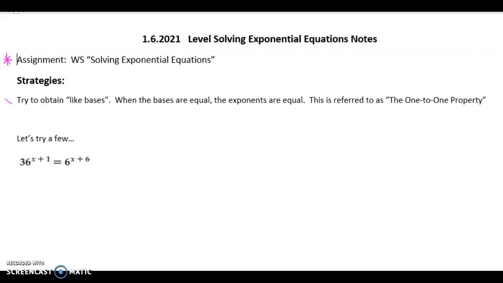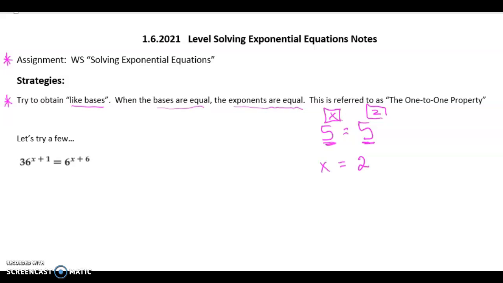Here's a strategy for us to use. We want to try to obtain like bases. When the bases are equal, the exponents are equal. This is referred to as the one-to-one property. So for instance, if you had 5 to the x power is equal to 5 to the second power, we know that x would have to equal 2 because, of course, 5 squared is going to equal 5 squared. So that's our goal. We want to get our bases to be equal to each other.